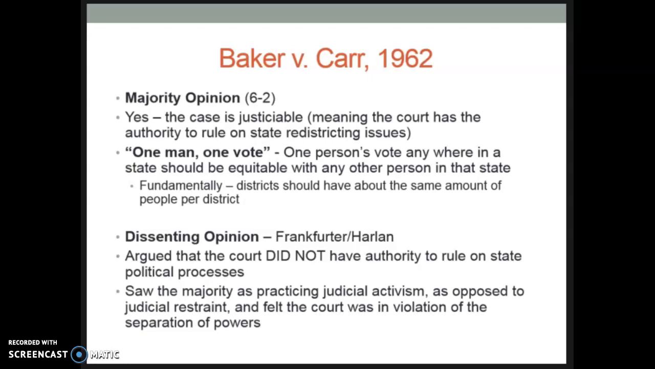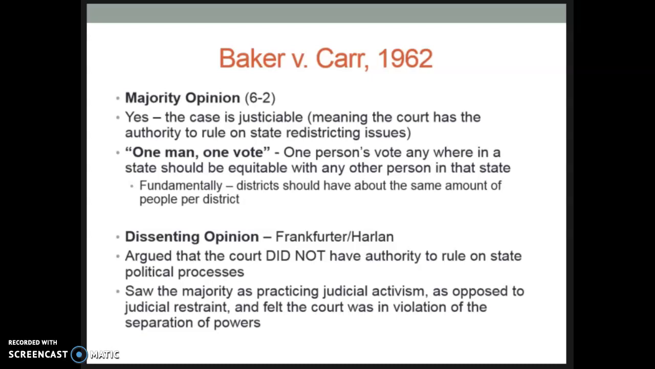Ultimately, they decided that one man's vote should be equal to any other man's vote. So one man, one vote. One person's vote anywhere in a state should be equitable with any other person in that state. So fundamentally, districts should have about the same number of people per district.